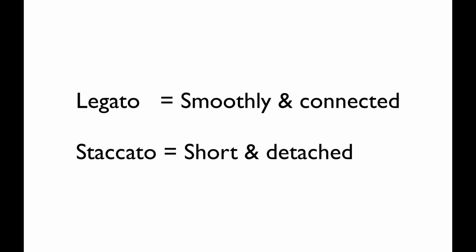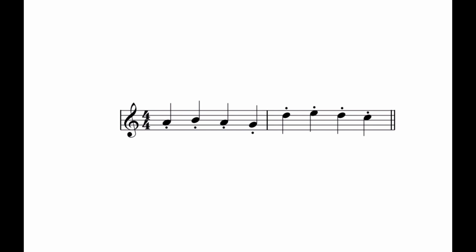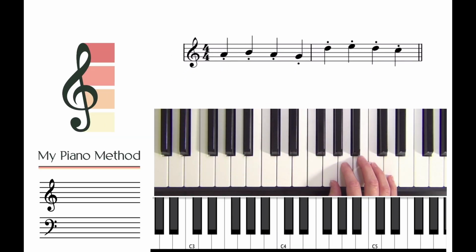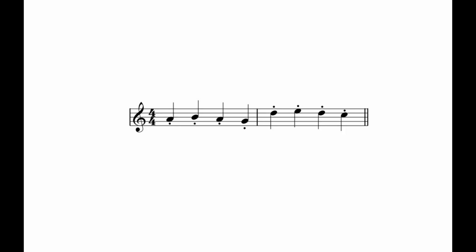We also need to know what the opposite of this is. So the opposite of this is staccato. And staccato means to play short and detached. And the symbol for staccato are little dots underneath and above the notes. So if you see little black dots like this above or below the note, it means you have to play staccato, which is short and detached. So it would sound like this. So basically you're just playing the note a bit quicker.